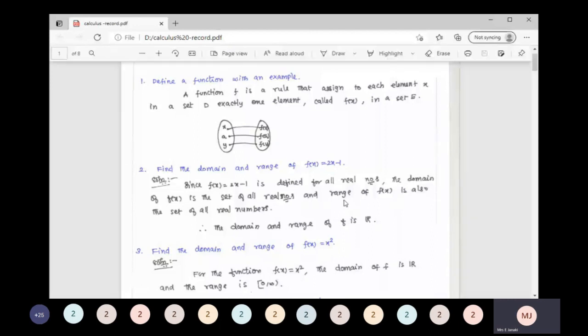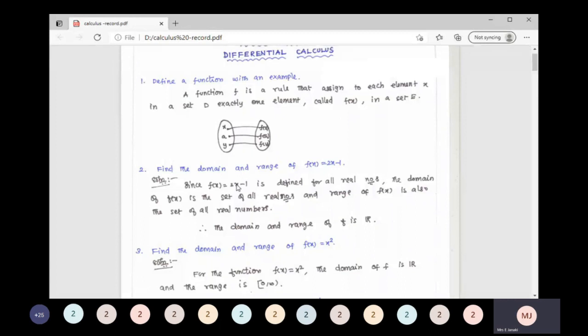At the same time, if you substitute any real number for x here, you are getting again a real number. Therefore, the range is also the set of all the real numbers. So for this function f of x equal to 2x minus 1, the domain and the range is the set of all the real numbers.